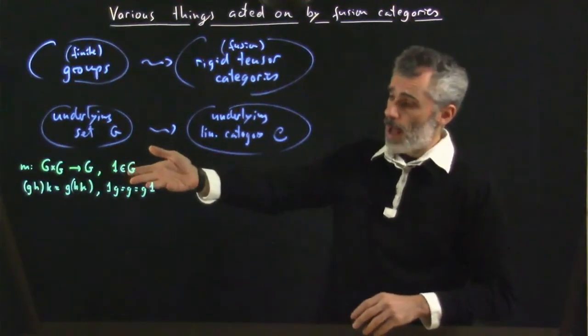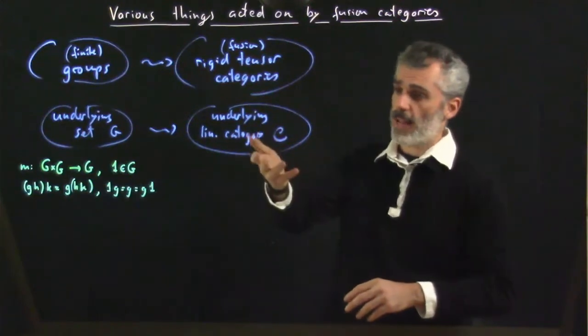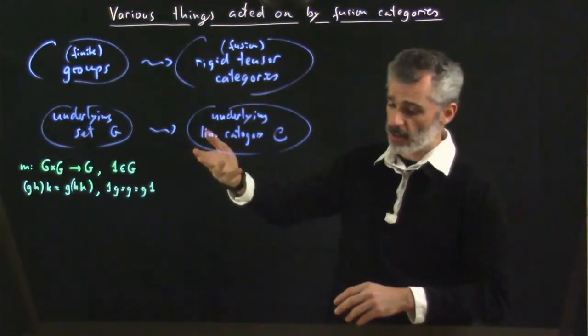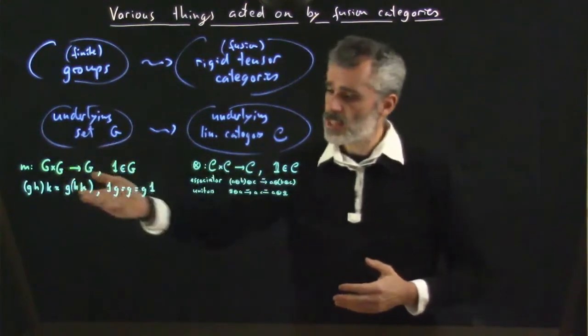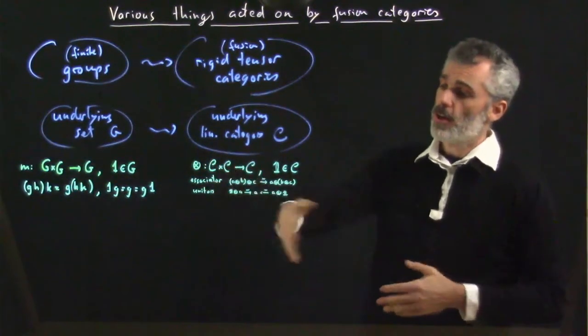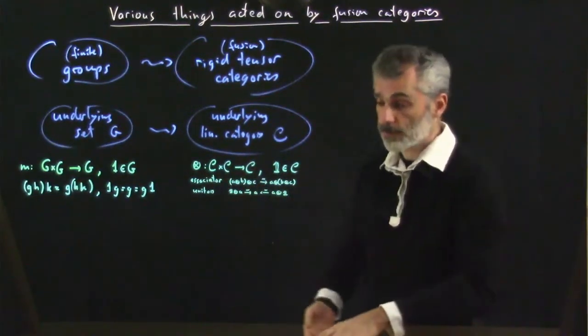And the structure maps and axioms of a group get categorified in the context of tensor categories. Two similar structure maps together with, instead of these axioms, some associator and unitor that are subject to their own axioms.